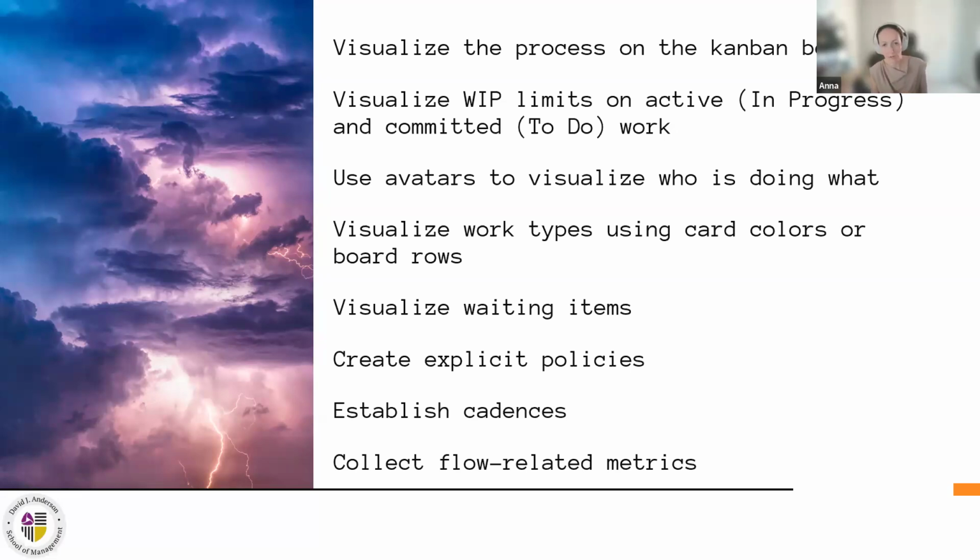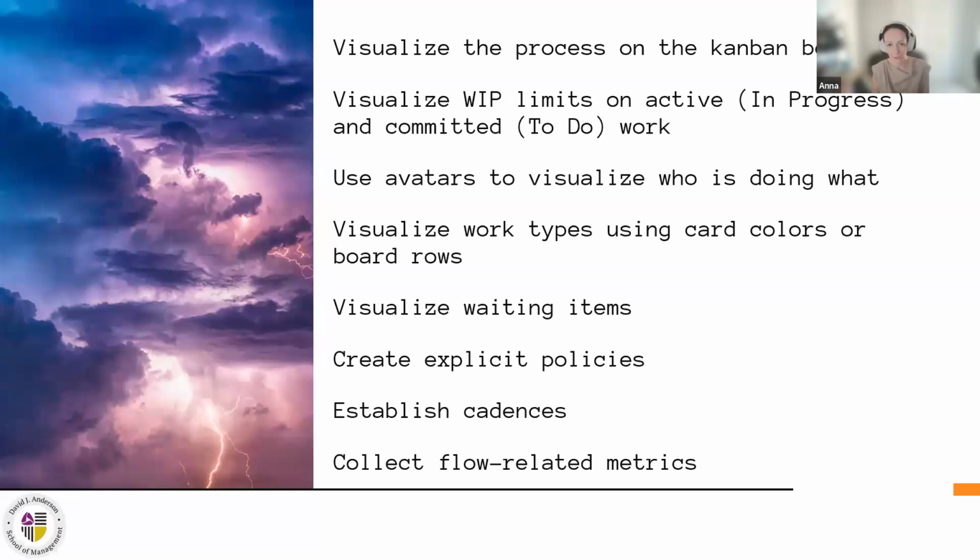Visualize waiting items. This is an important thing because when you have items on your board in the in-progress column, what your board is telling you is that this work is in progress. Someone is actively working on it. So when the work is waiting, you should also visualize it. Don't pretend that work is in progress while it's waiting for approval, for extra information, or while waiting for the client. This work is not in progress, it's waiting. So make sure that everyone can see it.